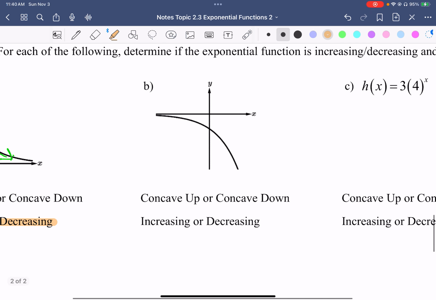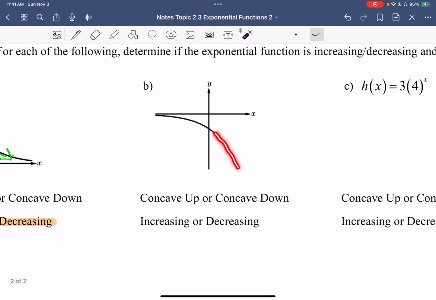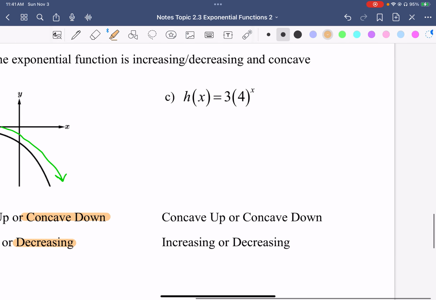Okay. For graph B, if I were to finish this, notice that it makes a frown. So this one has to be concave down. And if I were to trace it from left to right, this graph is also pointing down, so it is decreasing.